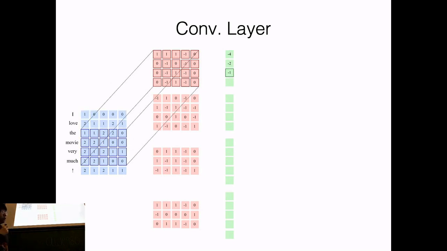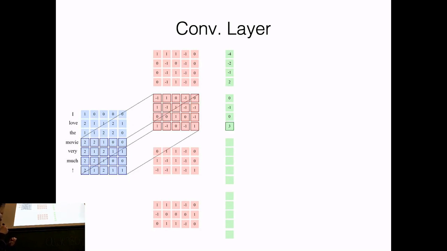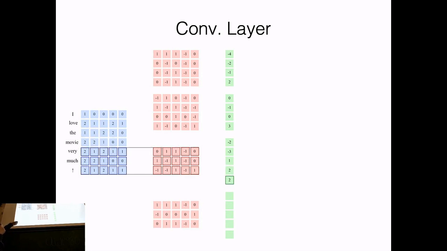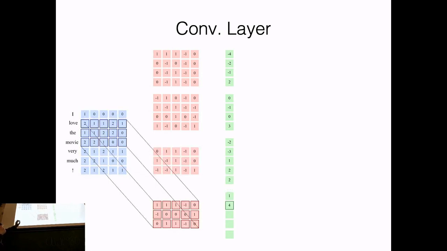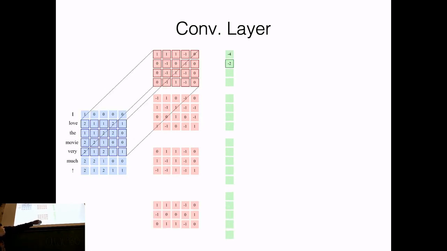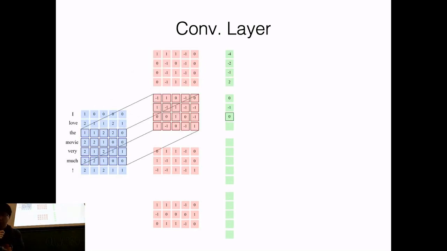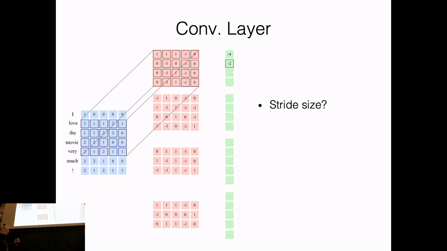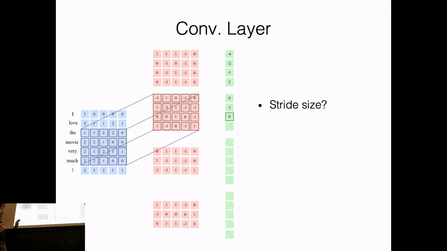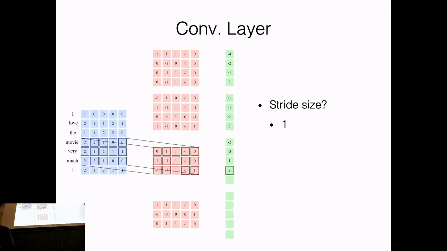Then what follows is the convolutional layer. It's also a very simple thing. Here is the input matrix, here are the parameters of the filter, and here is the output of the convolutional operation. We could also regard it as the hidden vector. Here are some questions. Maybe the first is, what's the stride size? If you compare the output vector length with the input dimension, you will find the stride size is 1.